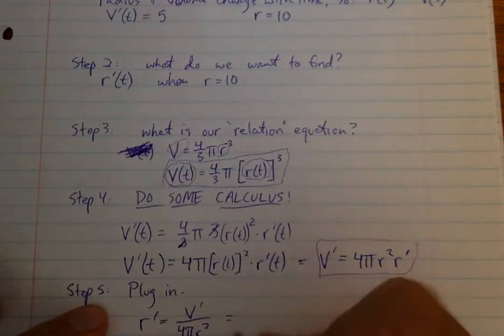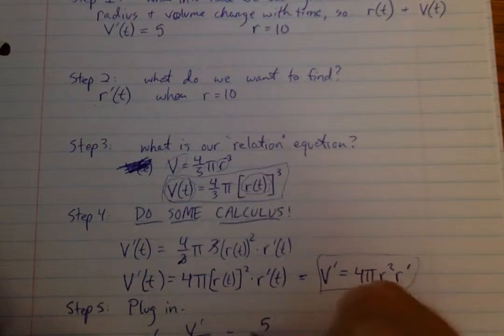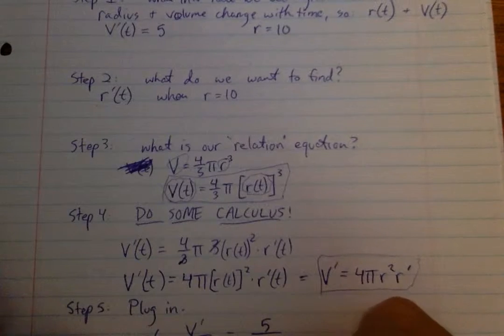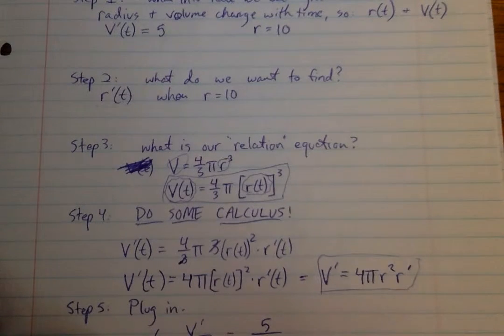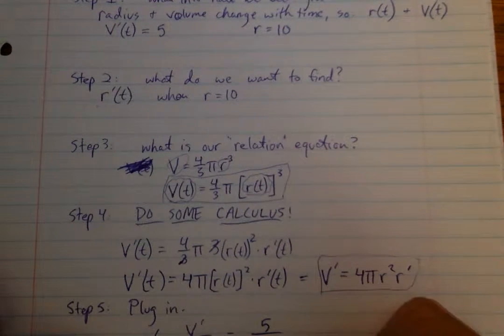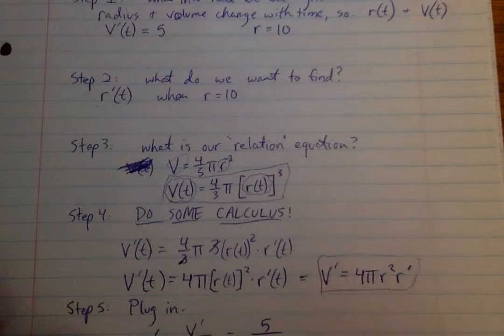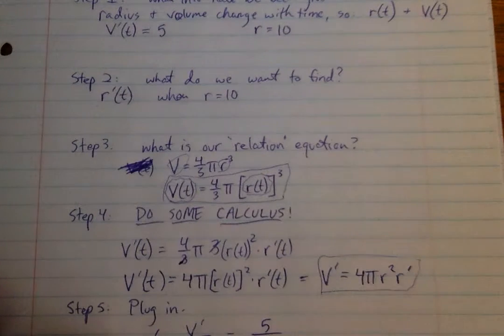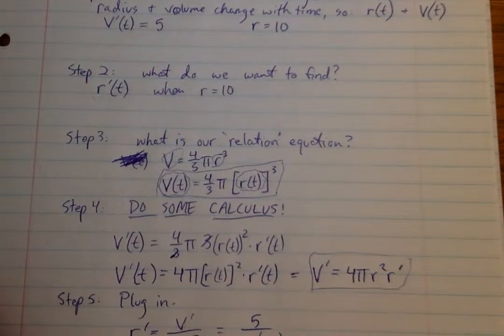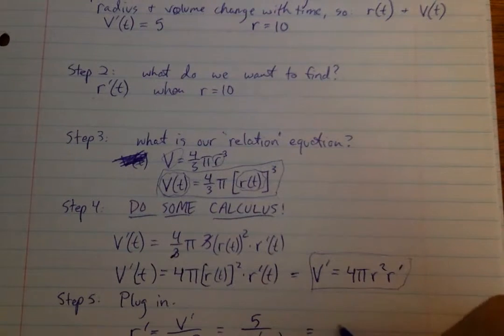All right, well, volume is 5. We have 4 pi, and then r squared is 100. So that means that if you simplify this all down, it turns into 1 over 80 pi centimeters per minute.